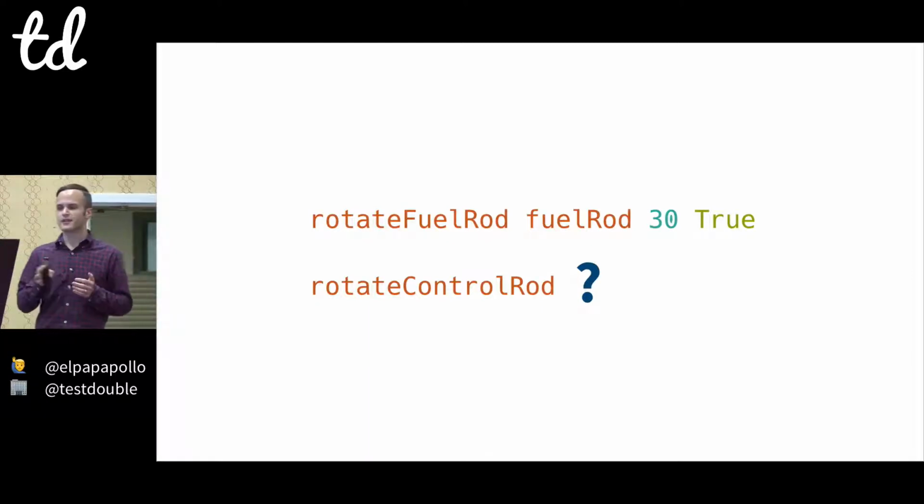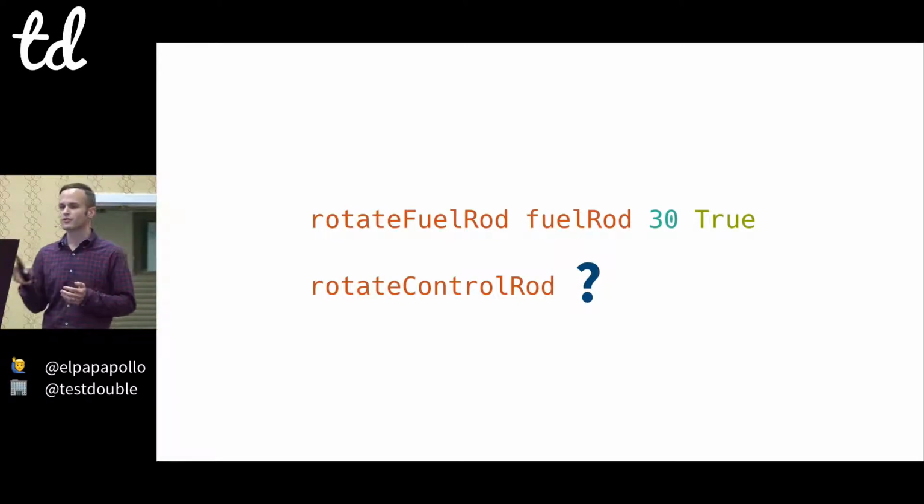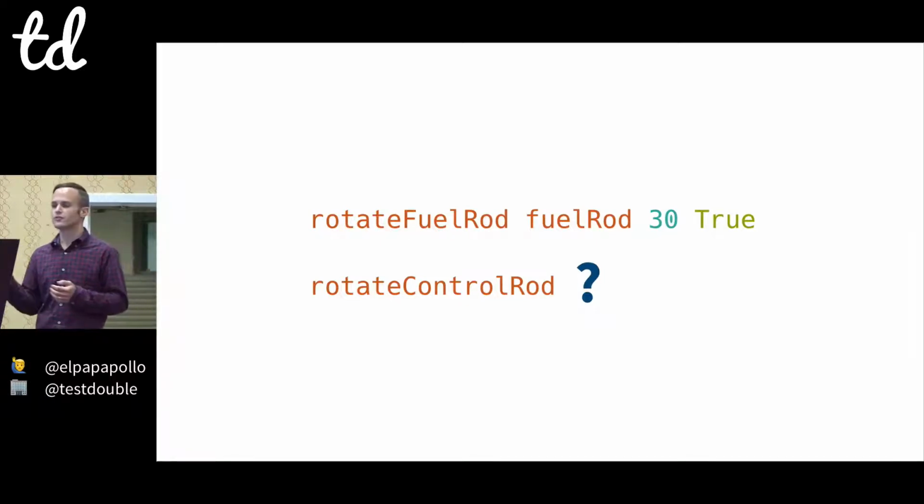So here's an adapted example from a story by Uncle Bob that quote comes from. In this story, a programmer is working with control rods at a nuclear power plant and needs to rotate these rods by a certain amount. Without looking up the definition of rotate control rod, this programmer assumes that the arguments are the same as an earlier example that uses rotate fuel rod.